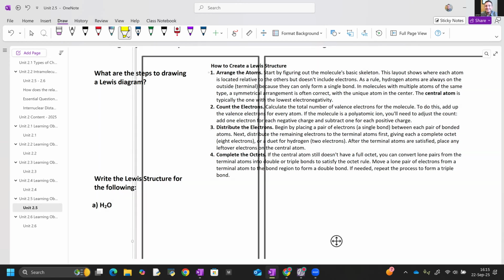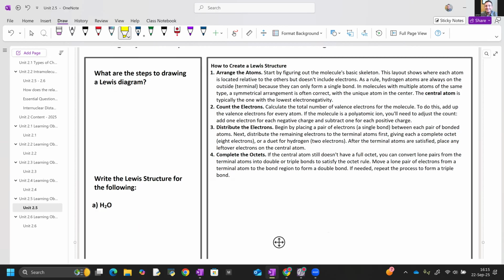It's not a hard, fast rule, and I don't know why I'm having an issue with that, but I am having an issue with that. Let's see if I can get that to work. All right, there we go.